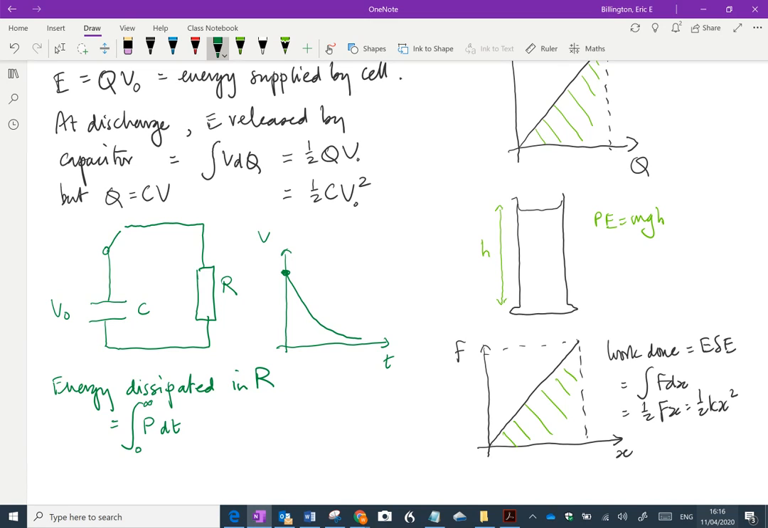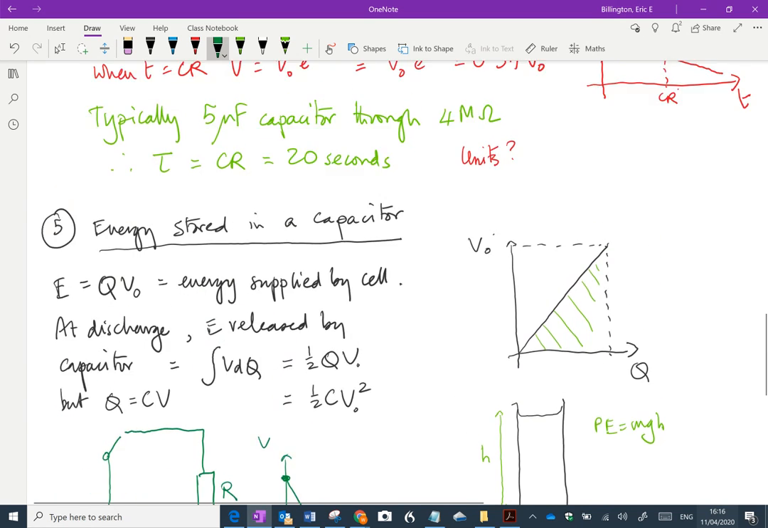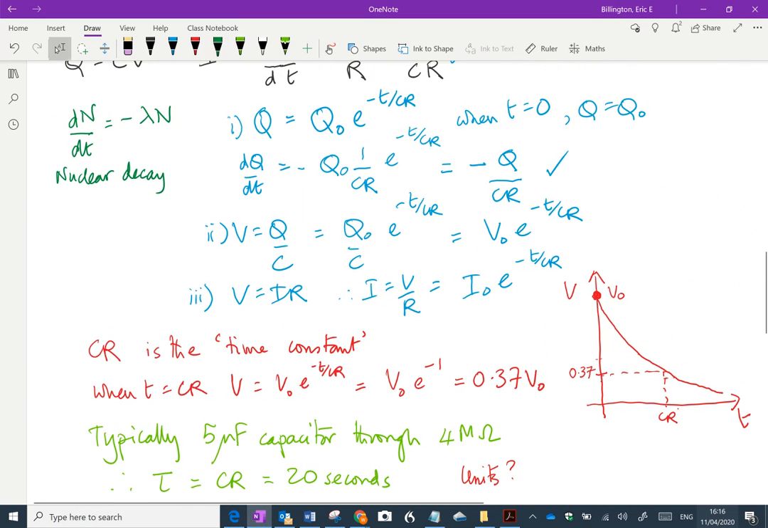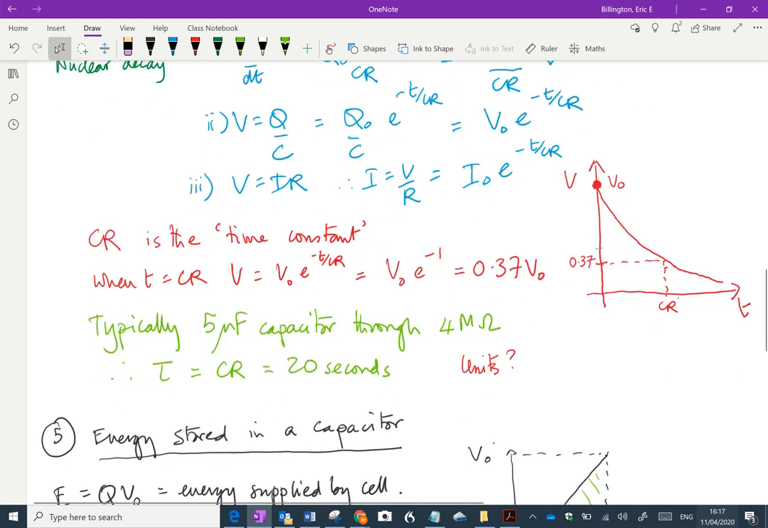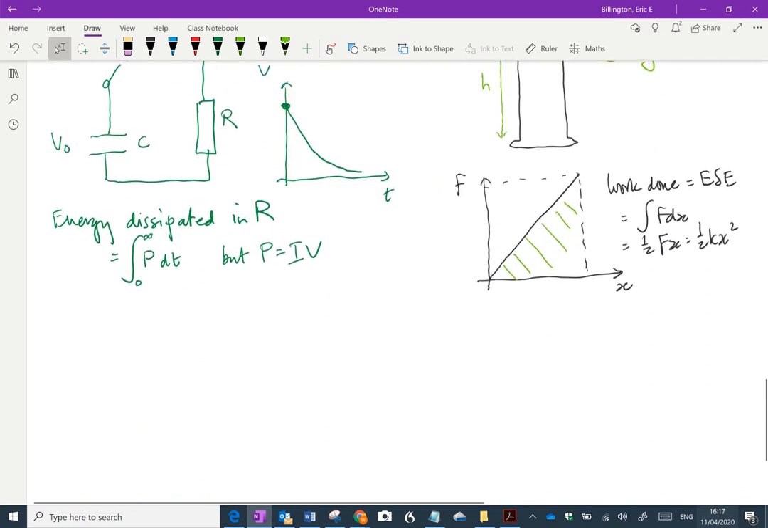Well, you can't integrate power with respect to time unless you can express P in terms of time. So let's see, P equals IV, and we've got an equation for I and an equation for V. We got those higher up here, I think they were in blue. There's the one for I equals I0 e to the minus t over CR, and there's the one for V equals V0 e to the minus t over CR. They both have e to the minus t over CR, so we can put them in here.